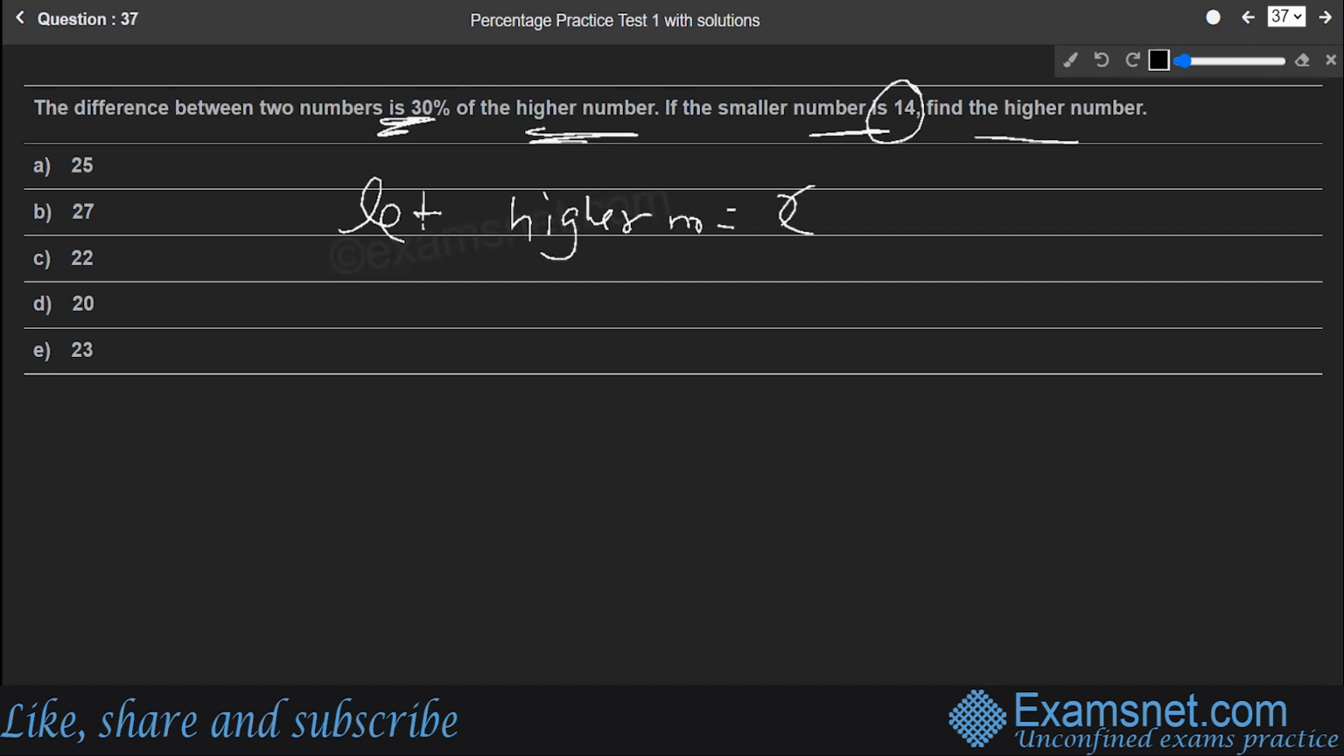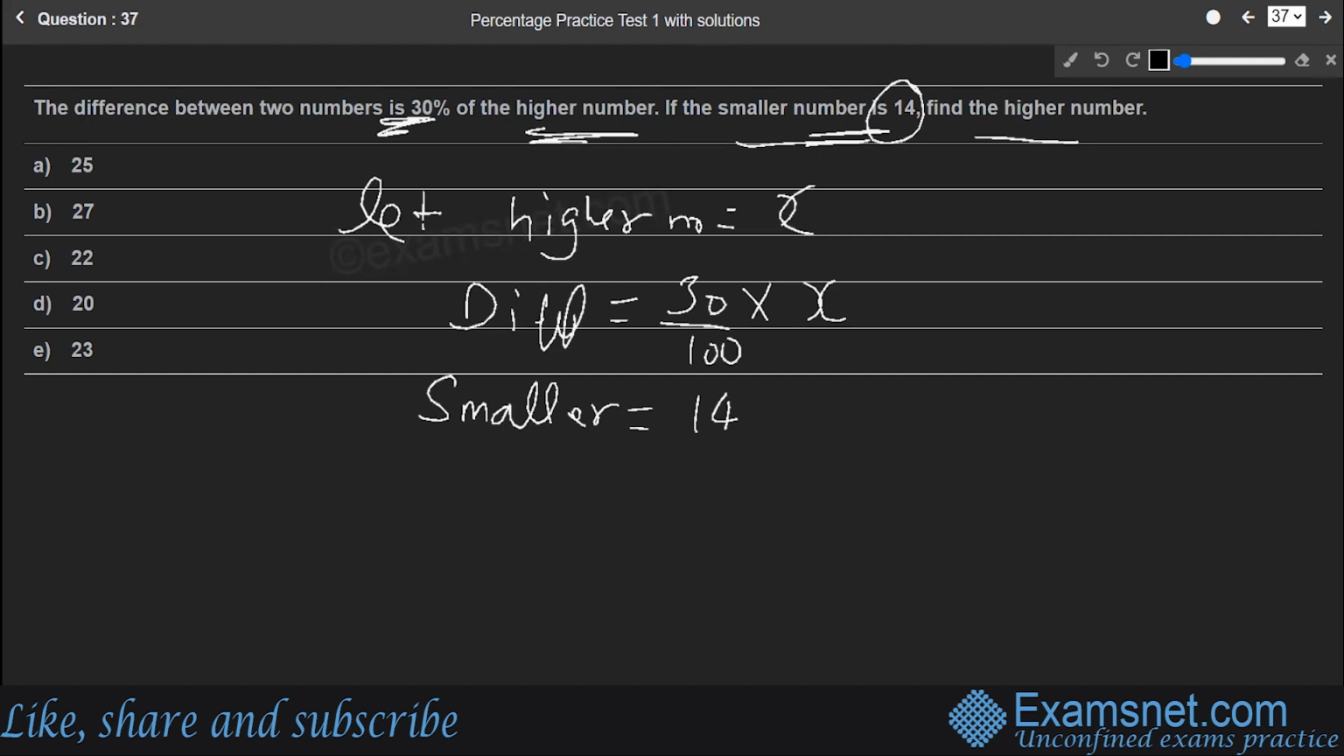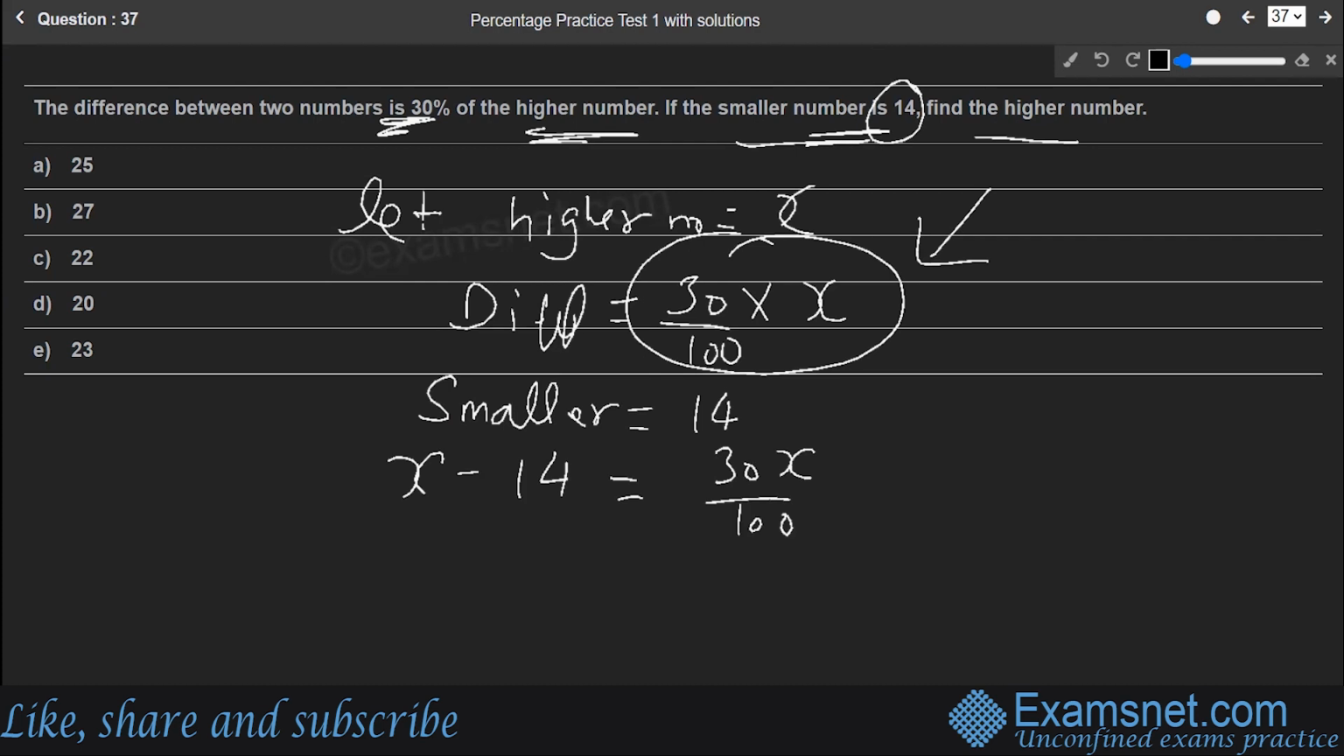He says the difference between two numbers is 30% of the higher number. So what is the difference? It is 30% of the higher number, that is x, so 30x by 100. That is the difference. He says the smaller number is 14, and we are supposed to find the higher number. So the difference will be x minus 14, equal to what we have calculated from the other side, 30x by 100. So we have equated the difference from both sides. Now we can solve for x.